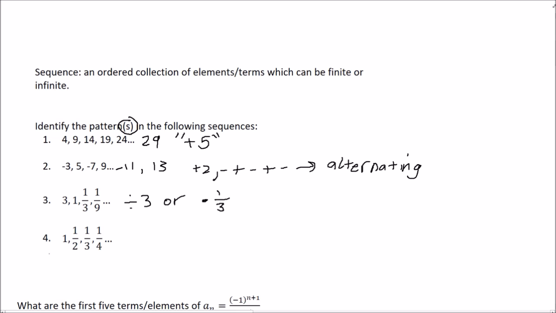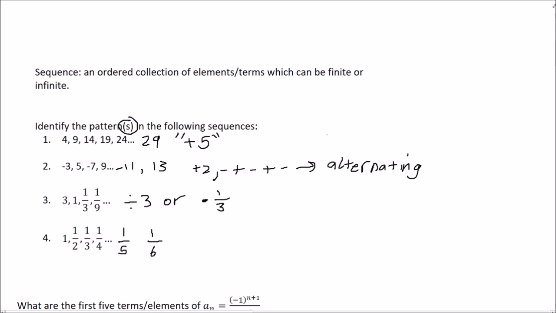Okay, and what about this last one? 1, 1/2, 1/3, 1/4. Can you tell what the next number in this will be? Okay, it's going to be 1/5, and then 1/6. So how do we describe that pattern? Okay, that's not quite so easy to do.